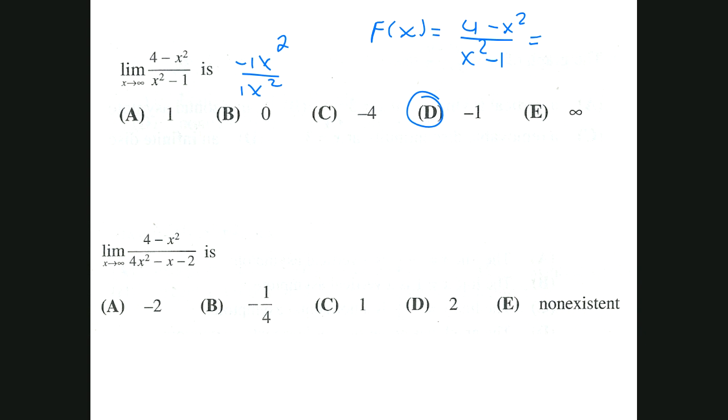All right. Second problem, 4 minus x squared over 4x squared minus x minus 2. I could say what is my horizontal asymptote, or I could say what is the limit. What is the limit for this problem?